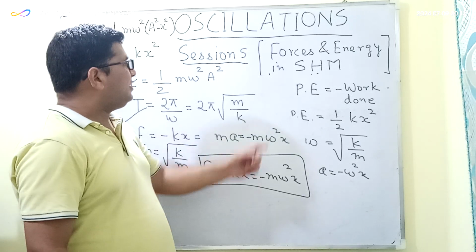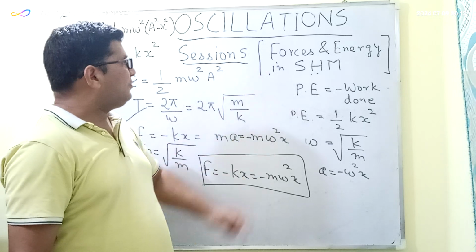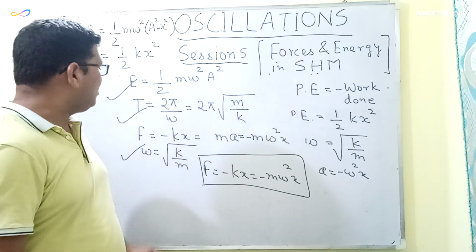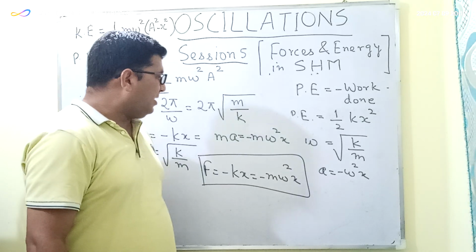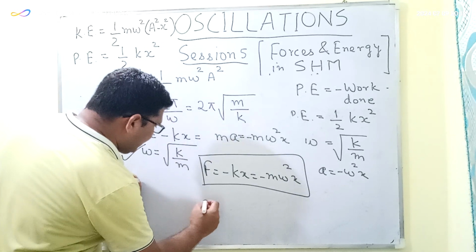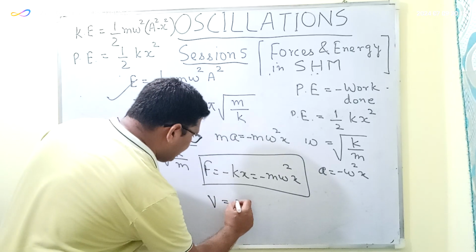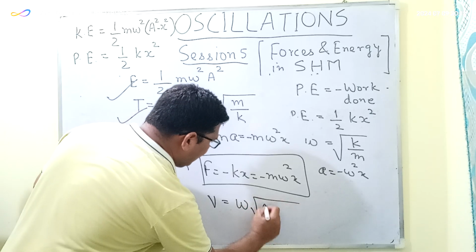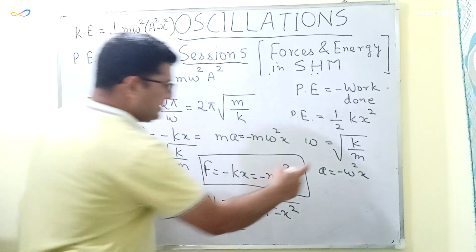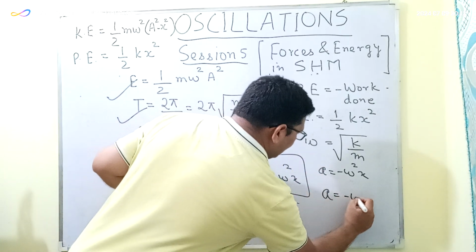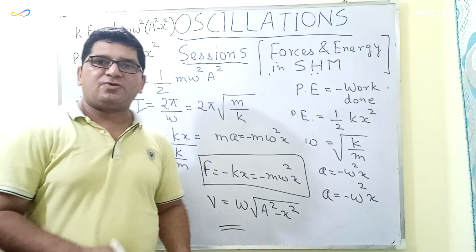This is all I have for today's session. That is, I just wanted to discuss the total energy of the particle which is executing simple harmonic motion, and I also wanted to derive the time period of the particle which is executing simple harmonic motion. Apart from that, there is one more important formula, that is the velocity of the particle which is executing simple harmonic motion. This is also equal to omega under root a square minus x square. This also needs to be remembered by all of you. And the acceleration of the particle which is executing simple harmonic motion is equal to minus omega square x.